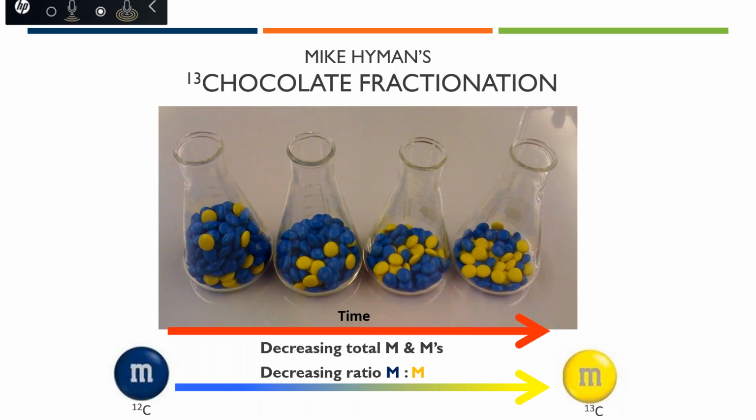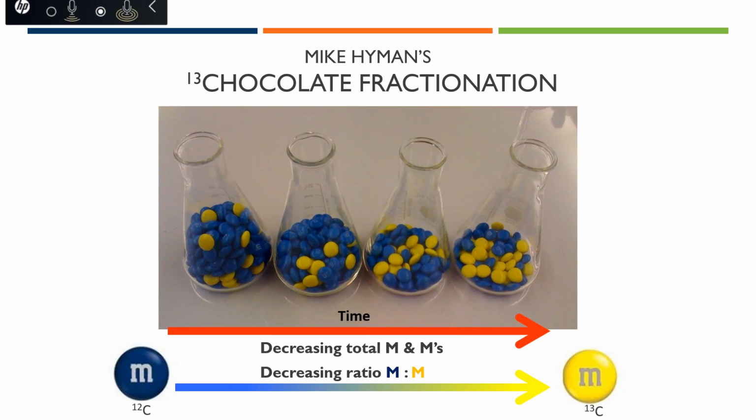This is a slide by Dr. Mike Hyman from North Carolina State University. If you've seen me talk, you've probably seen this slide before because I tend to love M&Ms. This is 13 chocolate fractionation. So we know that in the environment, 99% of our carbon that's stable is a 12 carbon molecule. 1% is a 13 carbon molecule. So the 12 carbon bonds are slightly weaker than the 13 carbon bonds.